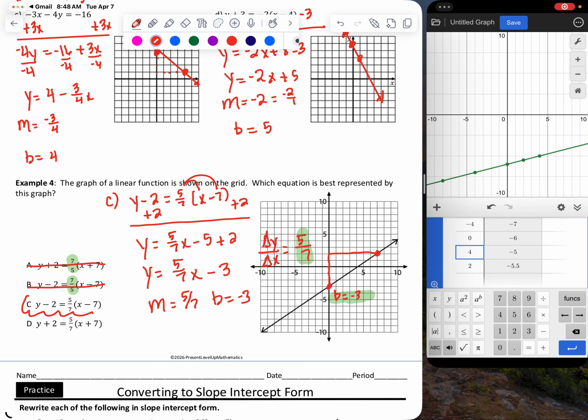So, because we eliminated answers A and B, we saved ourselves a lot of work because we only needed to check C and D, and we were lucky enough that C came out to be the answer. And that concludes today's lesson, converting to slope-intercept form.